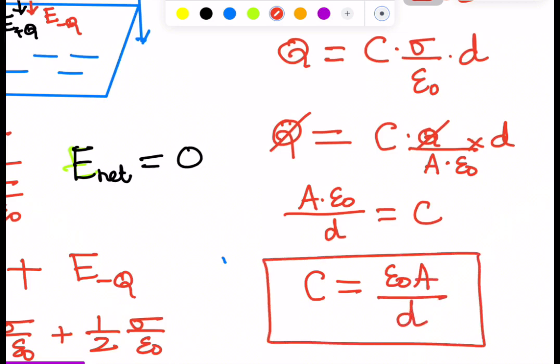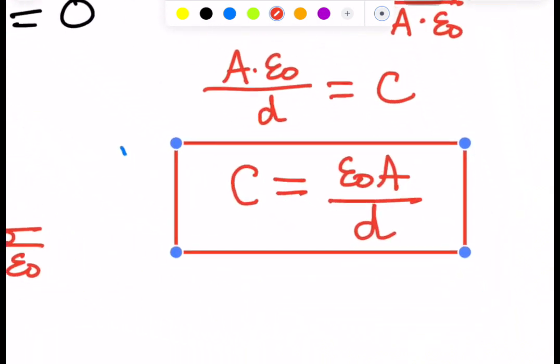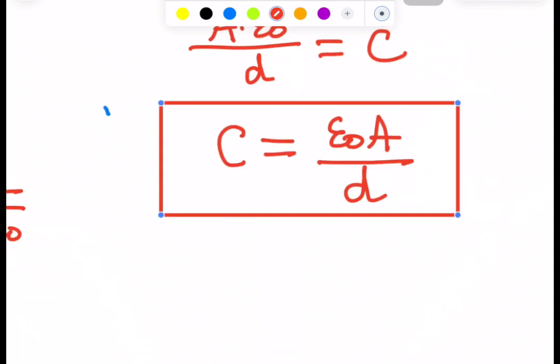Here A is the area of cross section, and d is the distance between the parallel plates. Therefore the capacitance of a parallel plate capacitor is directly proportional to the area of cross section of the plate. The larger the area of cross section of the plate, the more the capacitance. The smaller the distance between them, the higher the capacitance of the parallel plate capacitor. Epsilon naught is the permittivity of free space, air or vacuum.